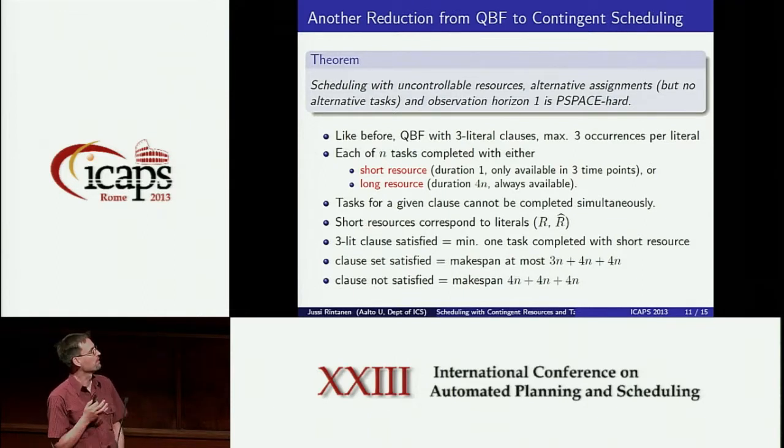But if some of the clauses cannot be made true, completing the tasks related to that clause necessarily has a slightly longer makespan, and that's how we can exactly, again in this case, do a reduction from QBF to contingent scheduling.